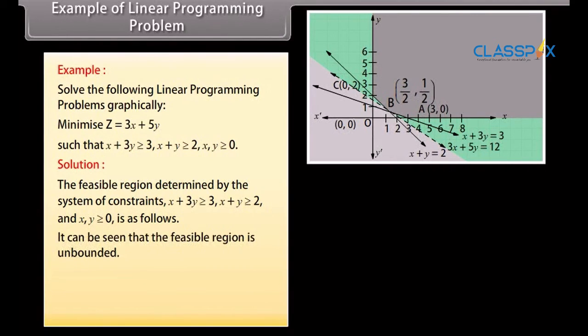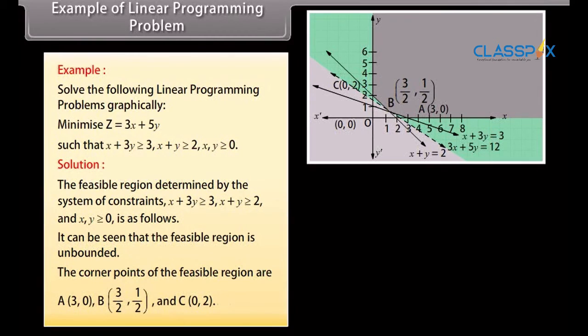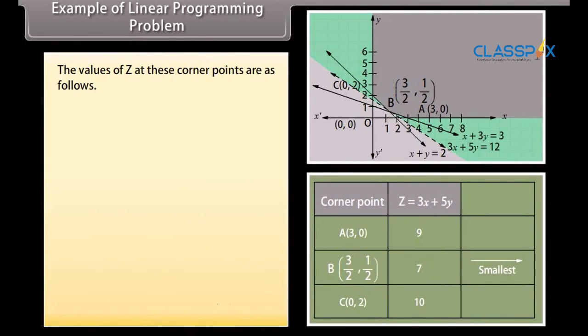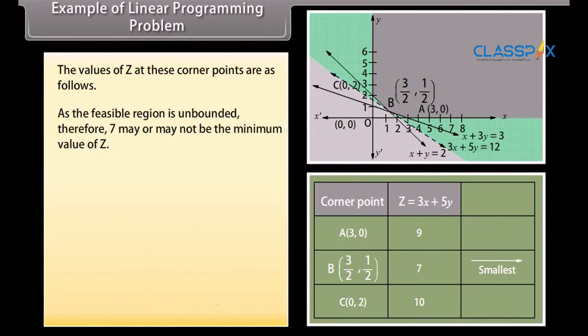It can be seen that the feasible region is unbounded. The corner points of the feasible region are A(3, 0), B(3/2, 1/2), and C(0, 2). The values of z at these corner points are as follows. As the feasible region is unbounded, 7 may or may not be the minimum value of z.